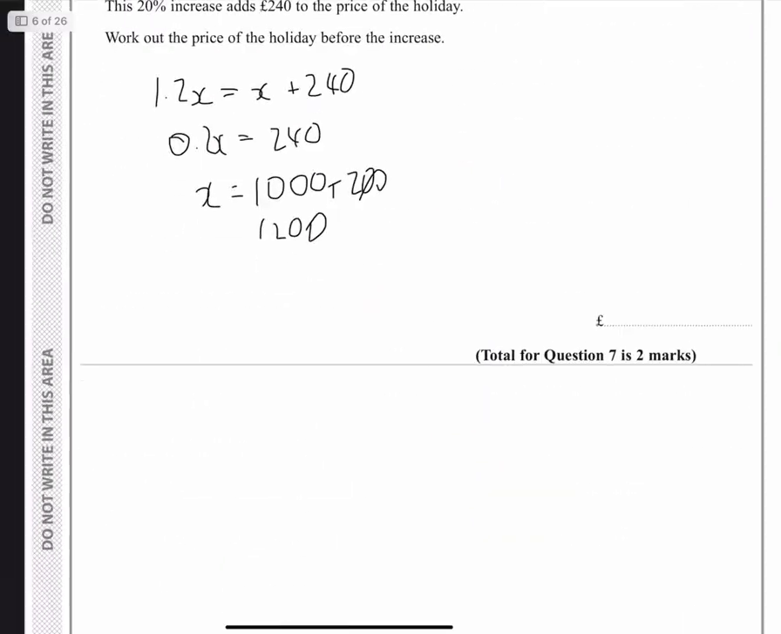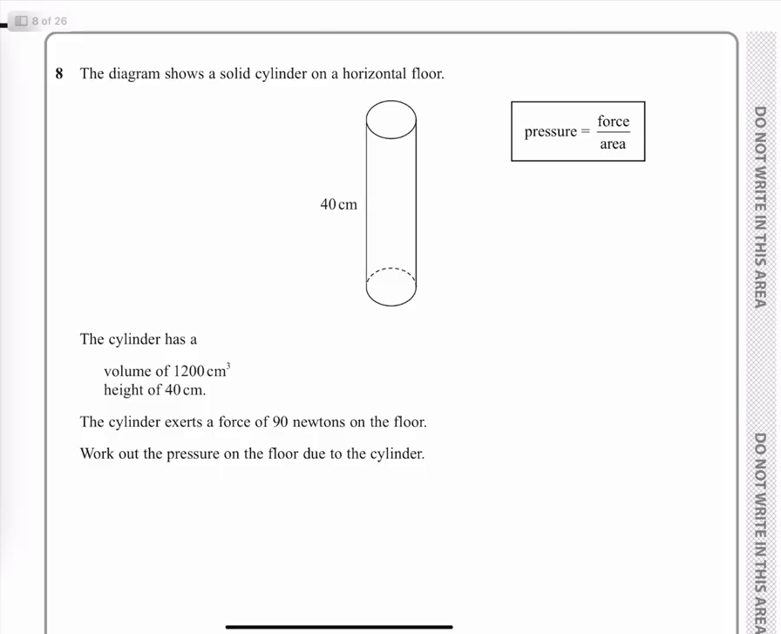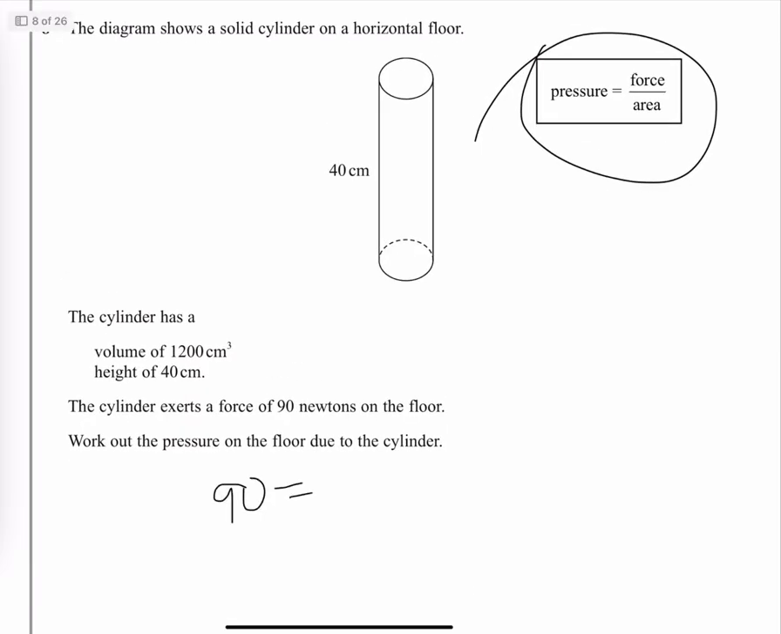Sorry. There we go. The cylinder exerts a force of 90 newtons on the floor. Work out the pressure on the floor due to the cylinder. Okay, so we have this lovely equation. They've given it to us. So we've got 90 equals force over area.